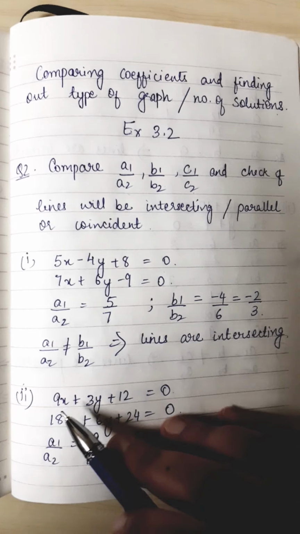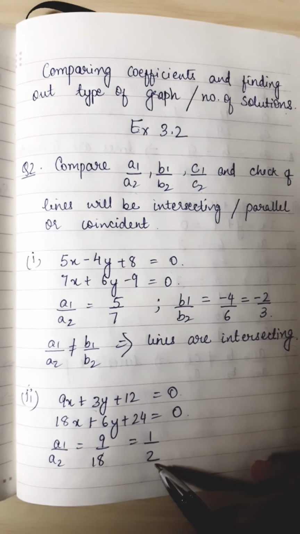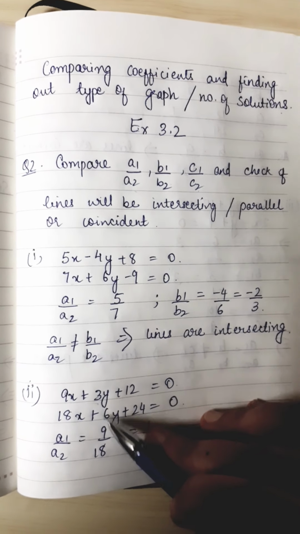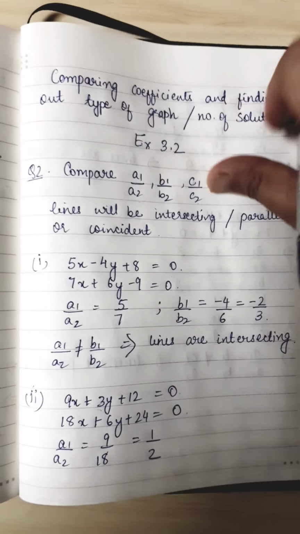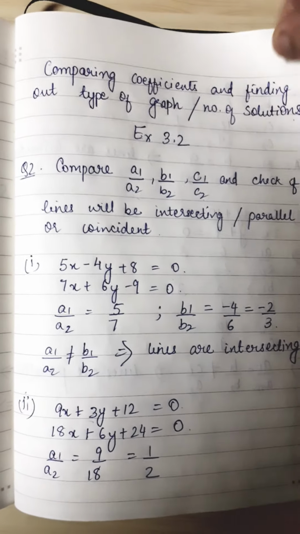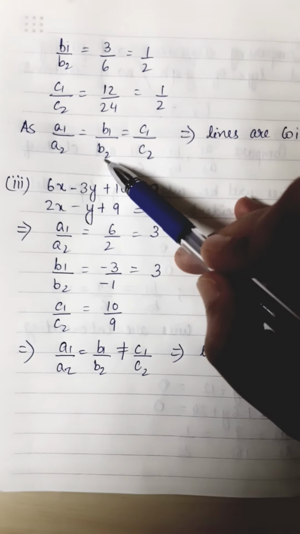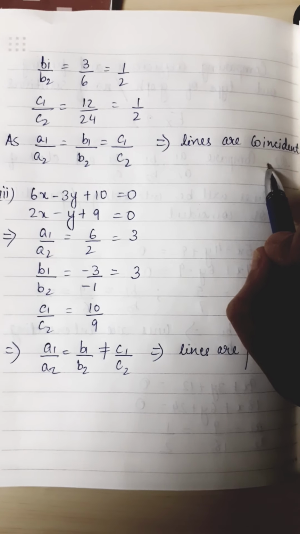In the next set of equations, a1 by a2 is 9 by 18, which is 1 by 2. b1 by b2 will be 3 by 6, which is again 1 by 2. And c1 by c2 is 12 by 24, which is again 1 by 2. So that means all the three ratios, a1 by a2, b1 by b2 and c1 by c2, are equal. So lines will be coincident lines.